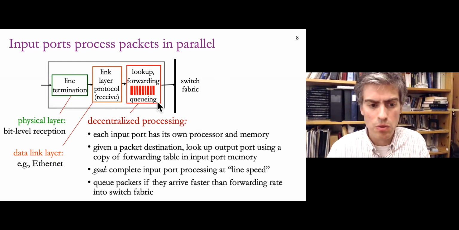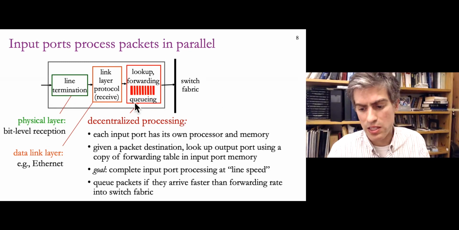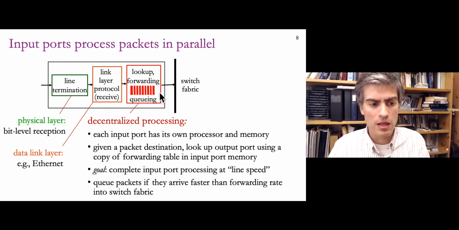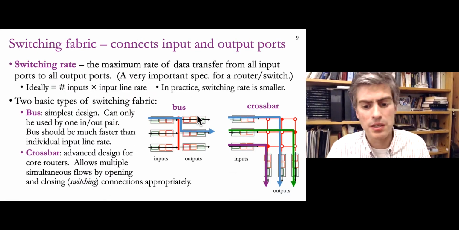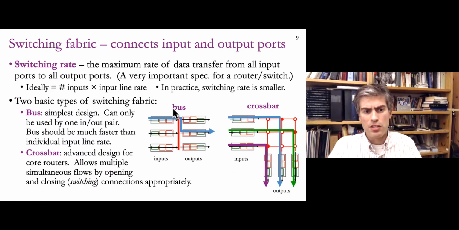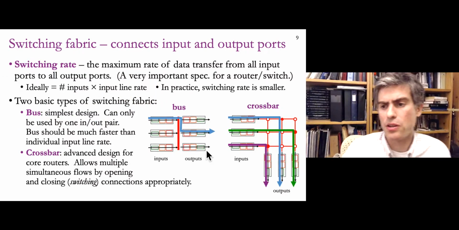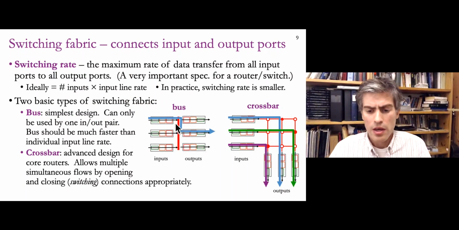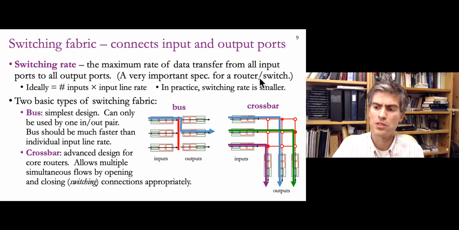We want to process all of these ports at line speed, meaning as fast as they come in, so the queue doesn't fill up, right? And the more input ports we have, the more we can do in parallel. But we'll see the switch fabric can become a bottleneck. So the switching fabric is the connection between all your inputs and all your outputs. And this is a very important feature of a router or switch. Switch and router are two kind of interchangeable terms.